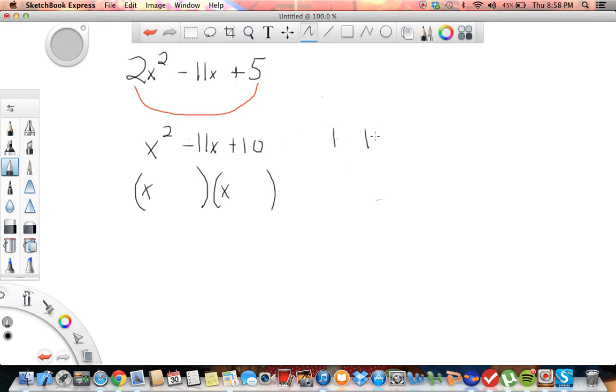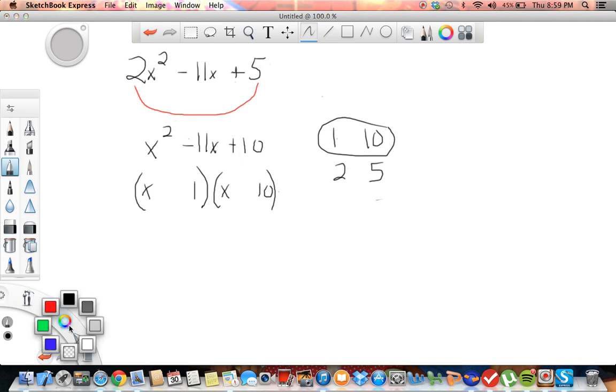So we know that 1 times 10 gives me 10, and I know that 2 times 5 gives me 10. Okay, those are all the factors of 10. So we know these multiply together to get 10, but which ones add together to get 11? And that's pretty obvious, I think. 1 plus 10 is going to give me 11. So those are the numbers I'm going to use. So I'm going to put those in the second positions. So we have 1 and 10.